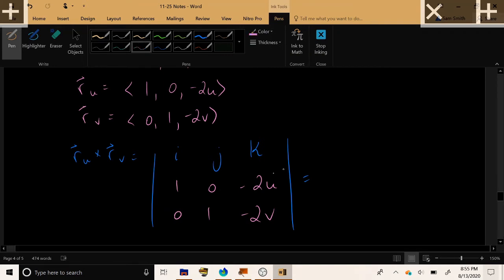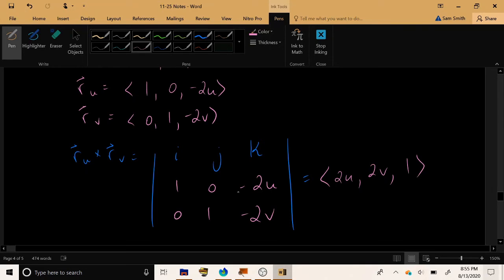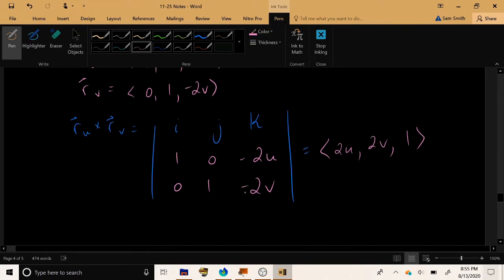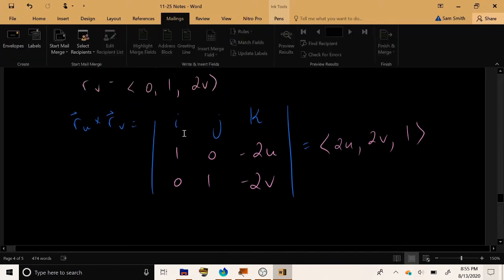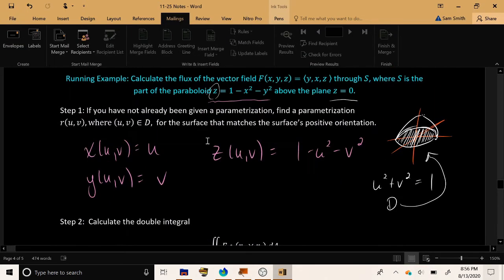Okay, so we're doing a little arithmetic here. 0 times negative 2v, take away 1 times negative 2u. And then the j component, we get a little arithmetic there. And then k comes in, and we get the k component of just 1. Alright. So now we have our vector field, and let's recall that the equation of the vector field in our running example was yxz.